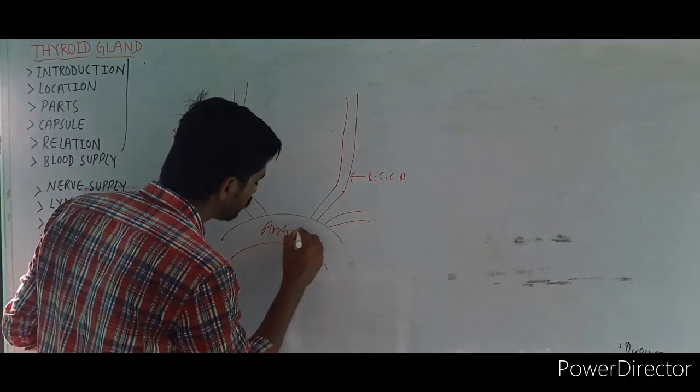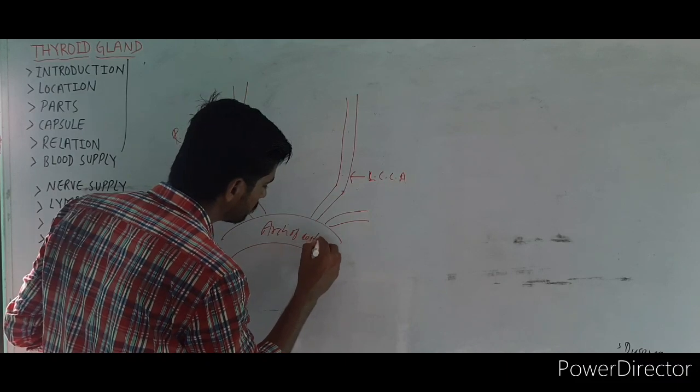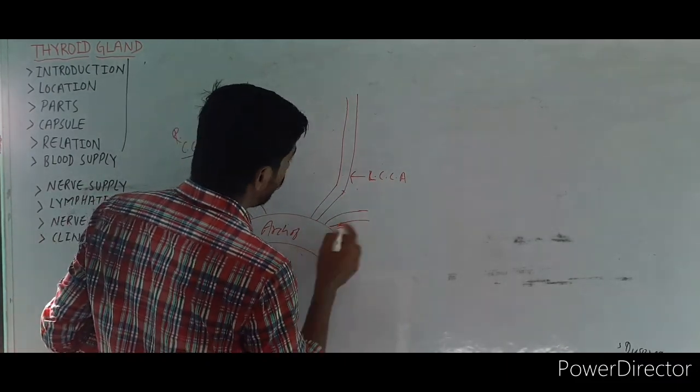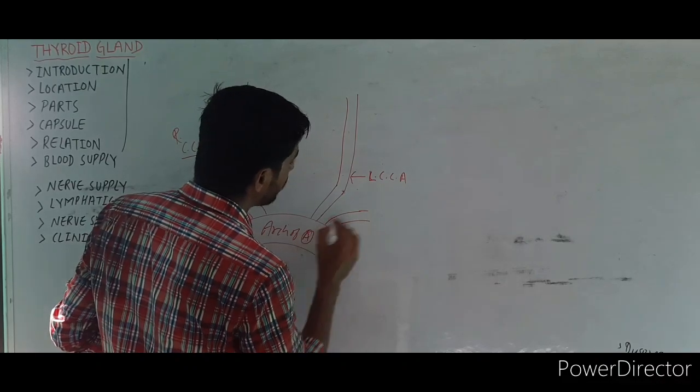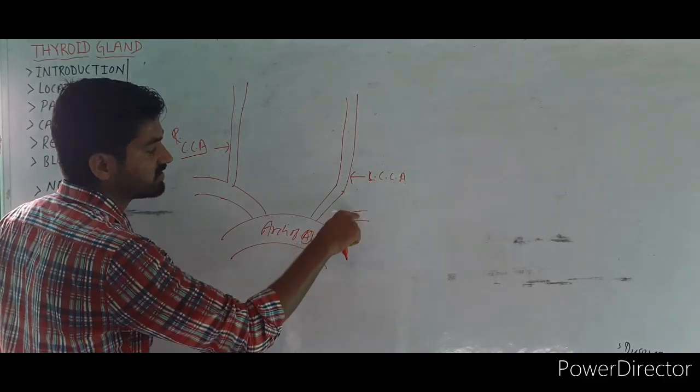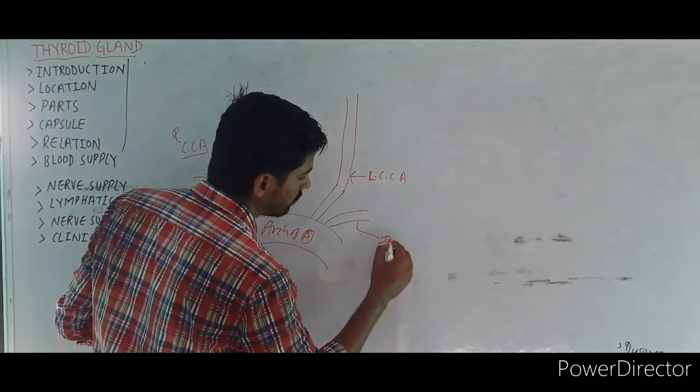This is the arch of aorta. Now this is the left common carotid artery. And this is the subclavian artery.